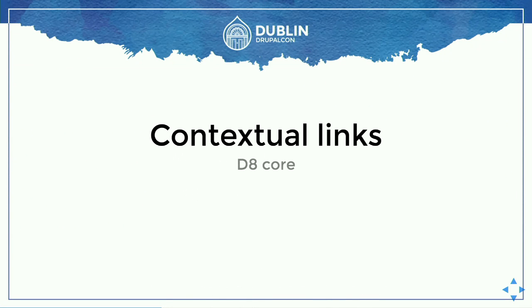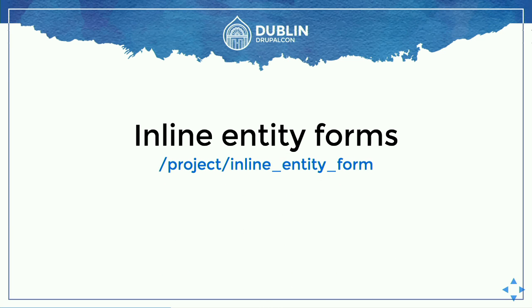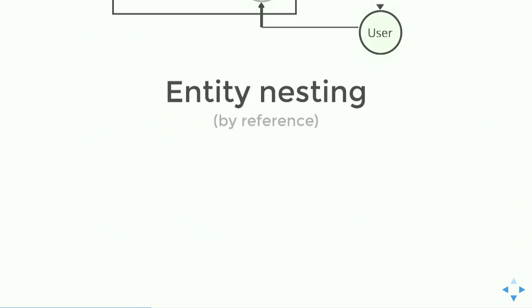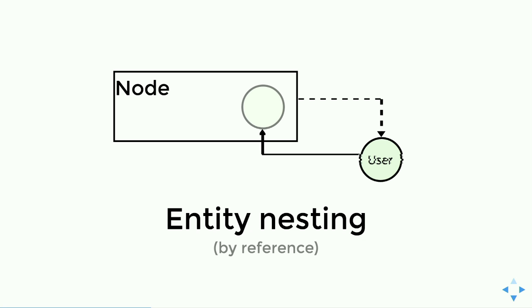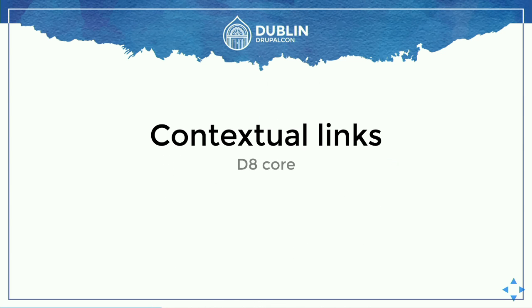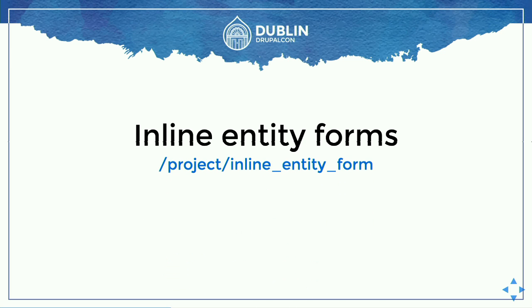We can also have contextual links inside the Drupal core, which allows us not to edit inline, but to go directly to the entity edit form. We can also have an inline entity form embedded right in the node editing page. So we can go to the editing page of this node, and we can embed the user inline form right in the node form. All of these examples are pretty straightforward. It's just the beginning. But let's go through so we can see the big picture.